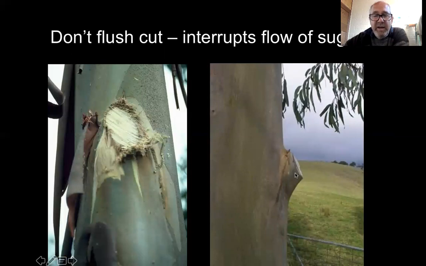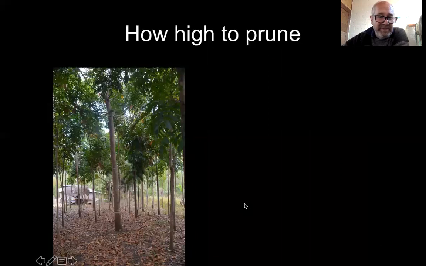And you can see it's round, and it allows the sugars that come down the stem to feed all the callus material around that. So we get a good donut formation of healing over the top. Do not cut like that. So that's a simple guide to pruning.